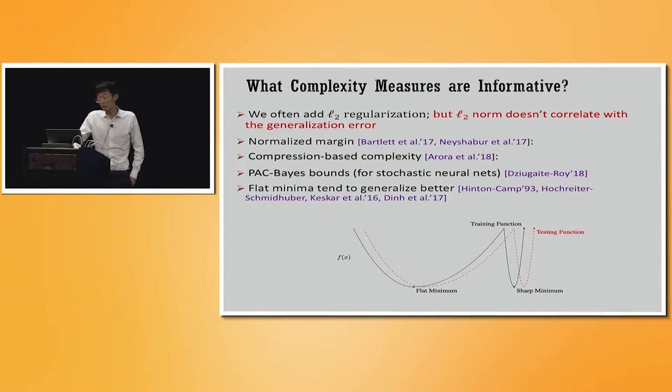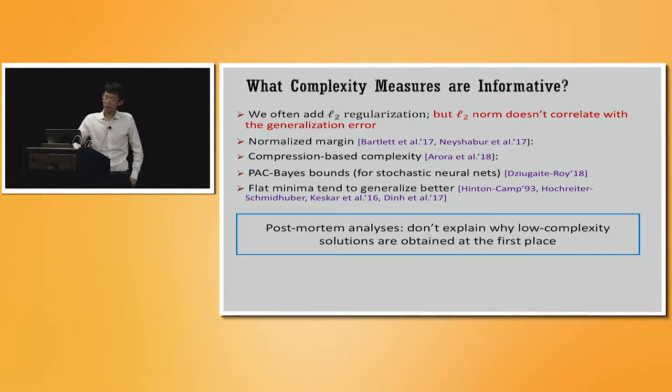A flat local minimum tends to generalize better. The idea is that if you have a flat local minimum, then it's less sensitive to perturbation, the difference between training and test. That's intuitively why it's possible that a flat local minimum is going to generalize better.